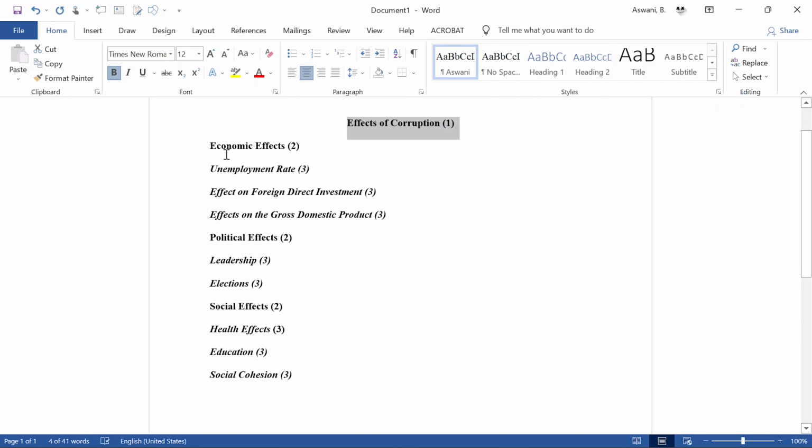This parent has 3 kids: kid number 1 is economic effects, kid number 2 is political effects, and kid number 3 is social effects. Each of these children has children of their own. So kid number 1, economic effects, has 3 kids, which happen to be grandchildren of the parent, the economic effects of corruption as the title. So you realize you can't have a level 3 anywhere unless there's a level 2 above it. I mean, you can't have a grandchild if you did not have a kid, right? So that's how it works.